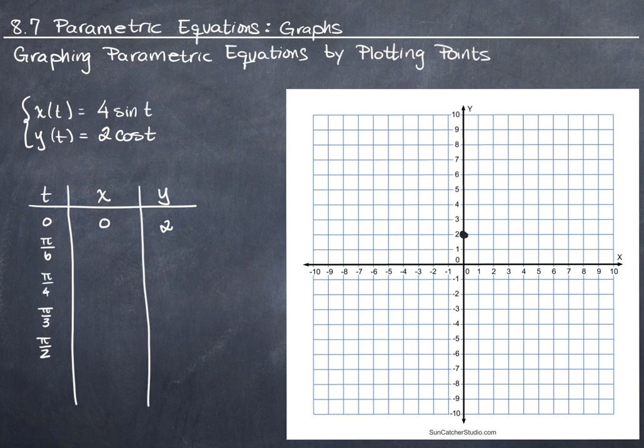When t is pi over 6, I'm going to plug pi over 6 in here and here. The sine of pi over 6 is 1/2. 4 times 1/2 is 2. The cosine of pi over 6 is the square root of 3 over 2. That's a little messier. The square root of 3 over 2 times 2, though, that's just the square root of 3. So my next point is going to be 2 comma the square root of 3.